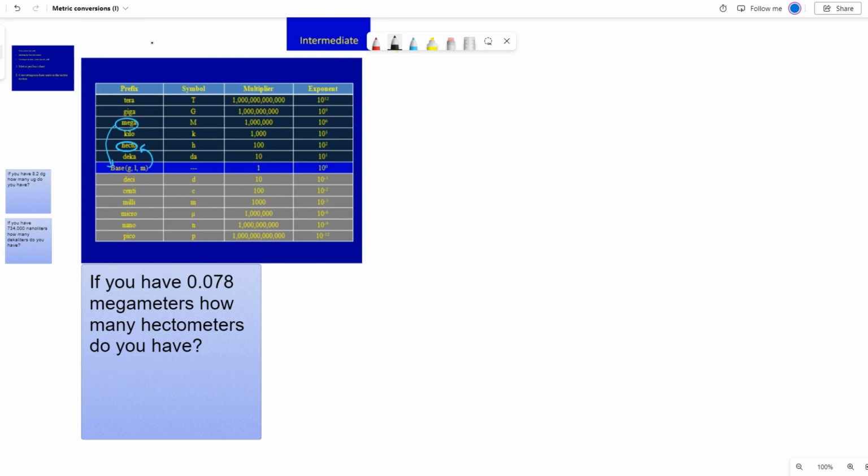So let's try that using the factor label method. So it says we have 0.078 megameters. And then using the factor label method, we're going to draw our line here for our conversion factor. Right there. And we want to put the unit that we want to have cancel out on the bottom, so that would be the megameter down here. And the unit that we want to end up with, again, we're going to the base unit of meter, so we'll put that up at the top.